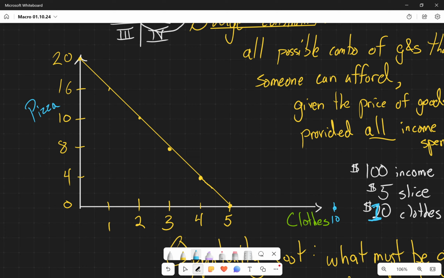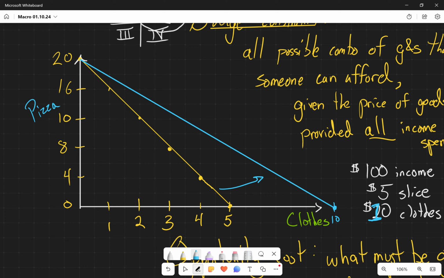So now we have a line here. Nothing changes on the pizza front, but this rotates outward to accommodate that lower price. So now we're able to get more clothes than we were able to get before because the price of clothes decreased. Doesn't impact the maximum amount of pizza that we can get. That's still 20.